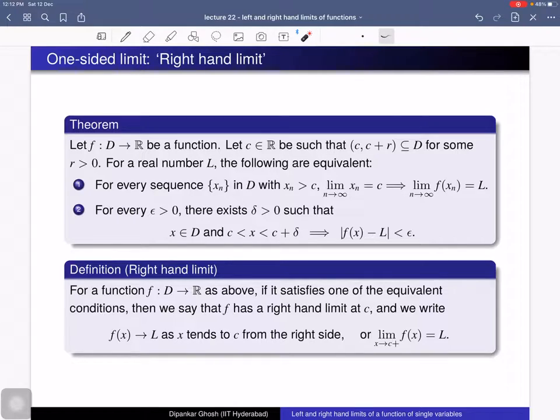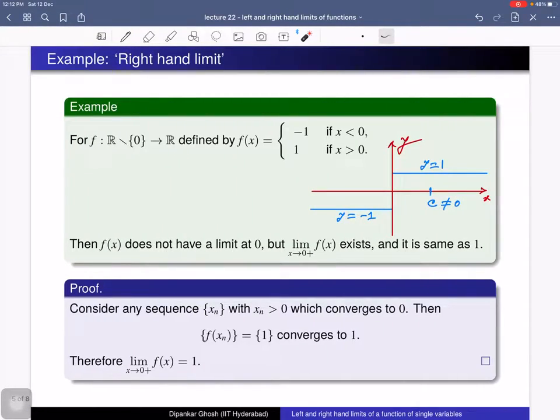And basically from this condition we can clearly see that if any sequence approaches C from the right side, then the function value should approach L. So that is why we call it right hand limit at C. Okay, we denote it in this way. And if you analyze the same example, in this case of course f of x does not have a limit at 0, but the right hand limit exists.